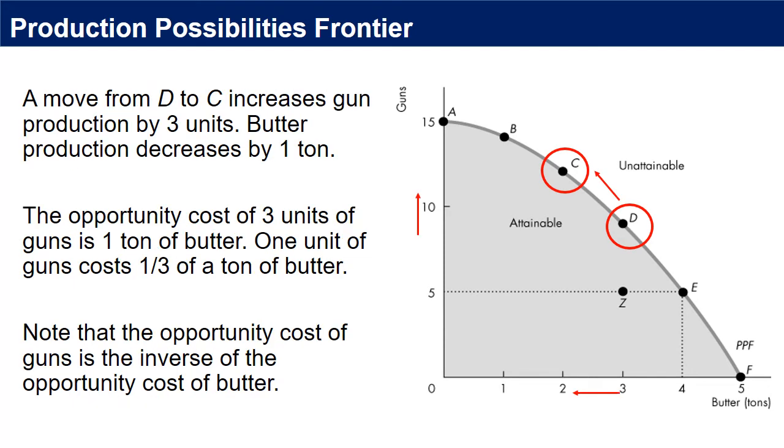A move from D to C increases gun production by 3 units. Butter production decreases by 1 ton. The opportunity cost of 3 units of guns is 1 ton of butter. 1 unit of guns costs 1/3 of a ton of butter. Note that the opportunity cost of guns is the inverse of the opportunity cost of butter.